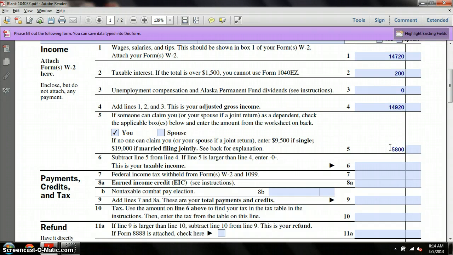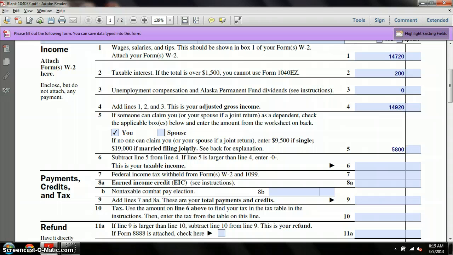Okay. Now, just notice here, that is if somebody can claim you as a dependent. If no one can claim you, you're going to enter 9,500 if you're single, or 19,000 if you're married filing jointly. So you need to pay attention to whether somebody can claim you or not. That will be given to you in the problem, but also in real life, it's something you have to discuss with adults who may be claiming you or not.